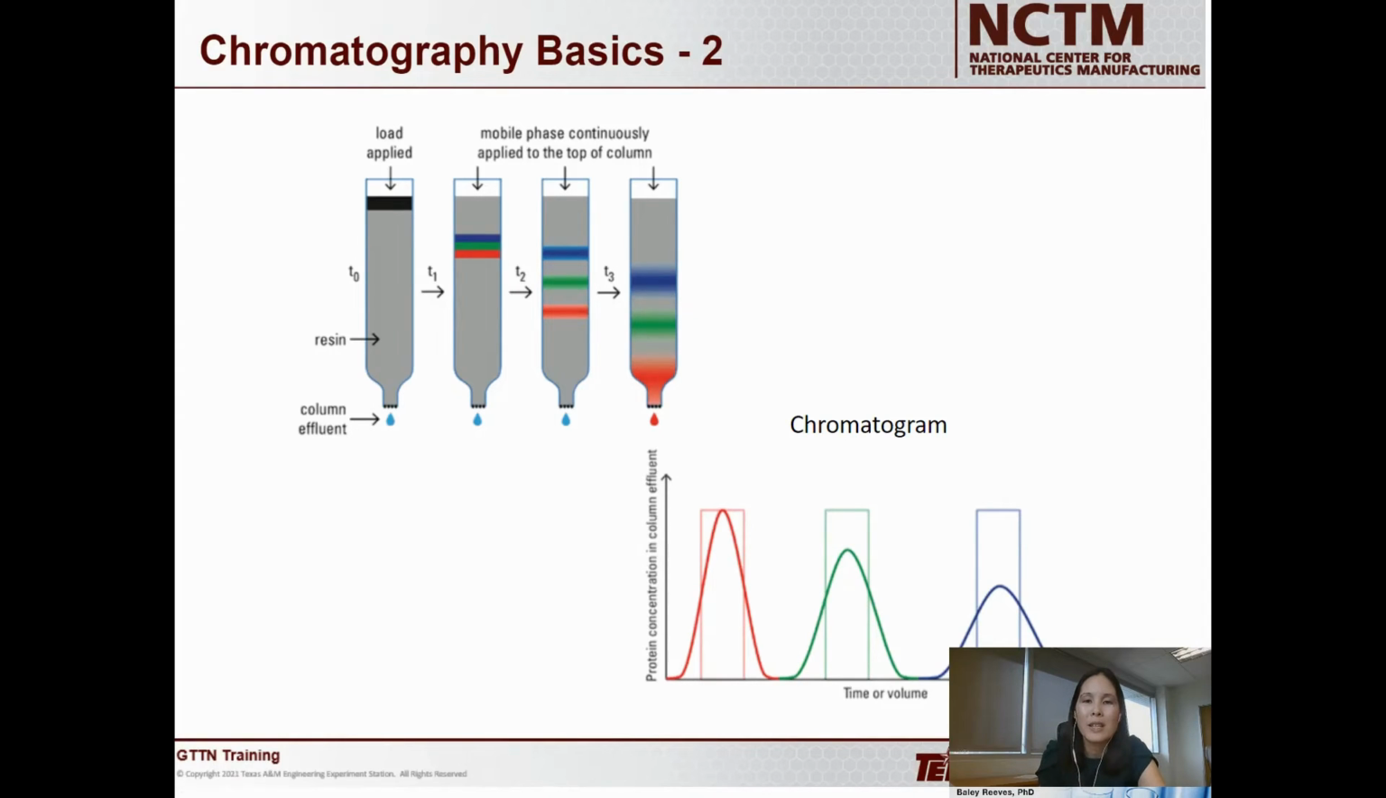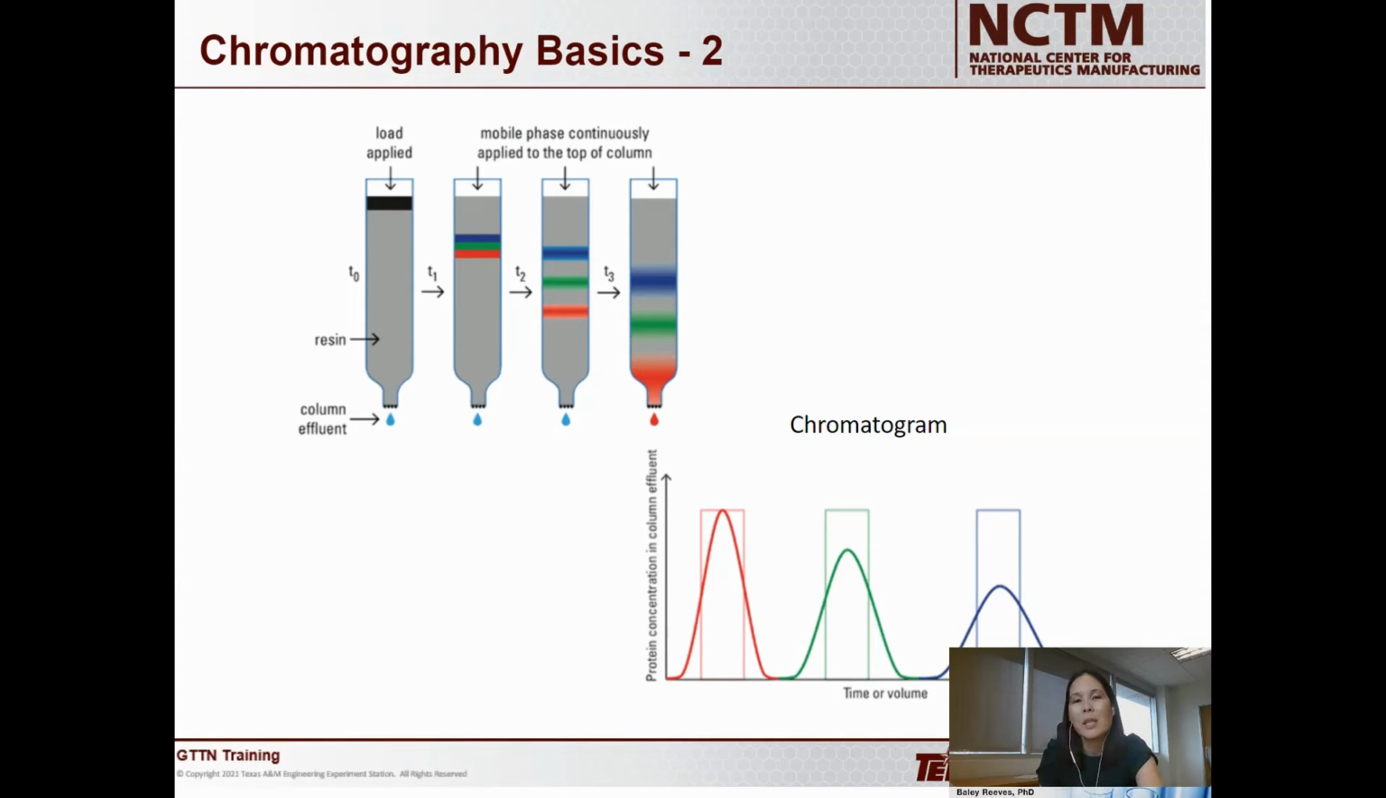And so because the blue one is very attracted to the resin, it really wants to interact strongly with the resin. So what that means is it's going to take its time as it moves through the column. It really wants to bind to that column and it doesn't really want to move. Whereas the red component here isn't attracted to the resin at all. So it's just kind of freely flowing through the column.